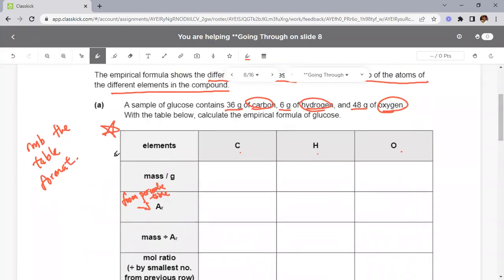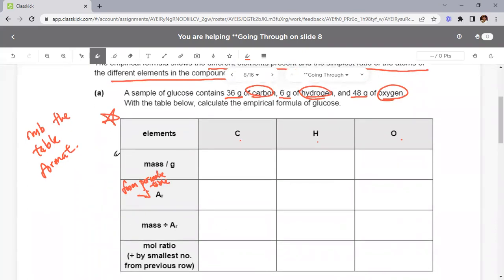Then the third step is taking the mass divided by the relative atomic mass. And the last one is to find the ratio. So let's start. Let's look at the question. As mentioned, there's 36 grams of carbon, so I'm going to put 36 here. 6 grams of hydrogen, there's 6 over here. And 48 grams of oxygen, I'll put 48. So the first row is really just to fill up whatever details are given to you in the question.